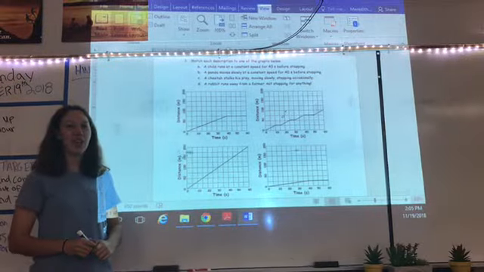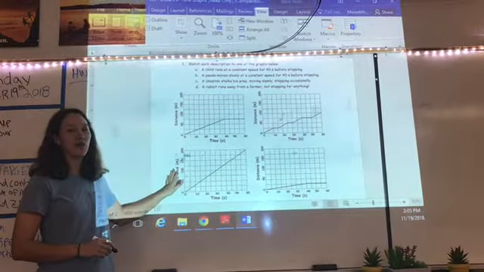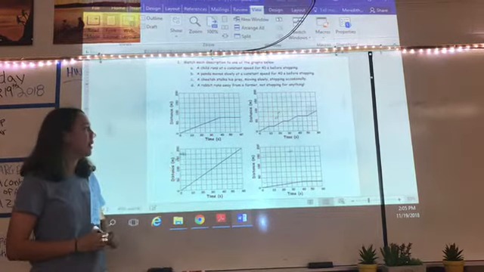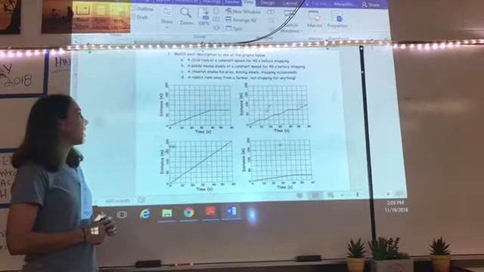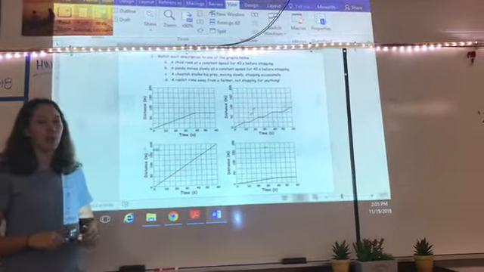Hey guys, it's Miss Garner. Today we're going to go over distance versus time graphs and how to interpret them, specifically the slope. So we'll start with 1A. A child runs at a constant speed for 40 seconds before stopping.